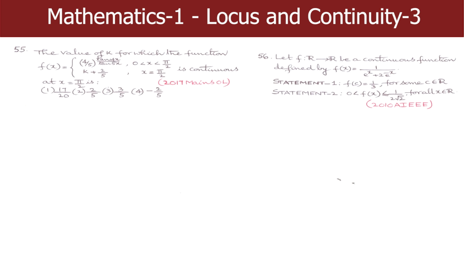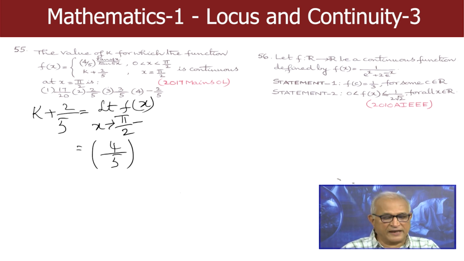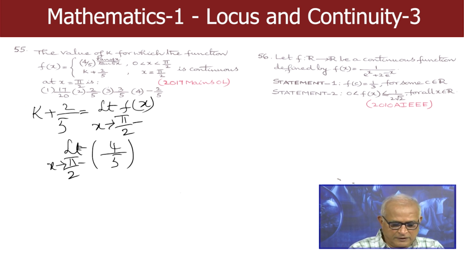Well, you see, k plus 2 by 5 equal to limit f(x) as x tends to pi by 2 minus. And when x approaches pi by 2 minus, the limit is 4 by 5 times tan 4x by tan 5x, or limit x tends to pi by 2, 4 by 5 power tan 4x by tan 5x.